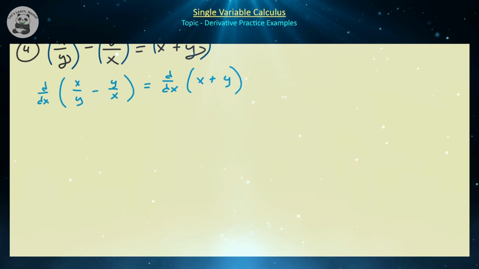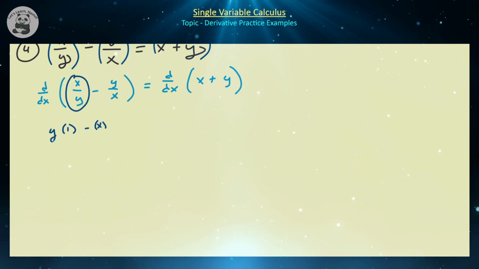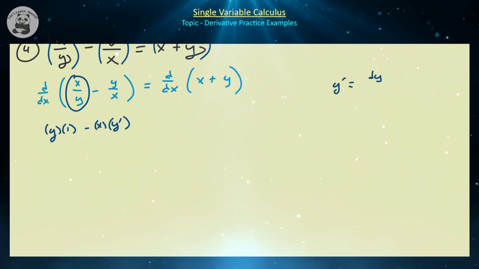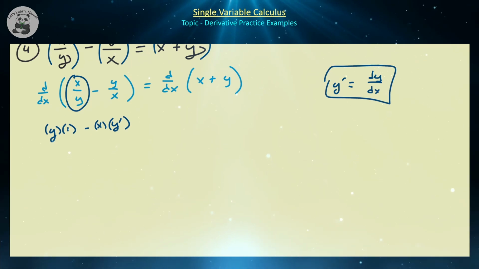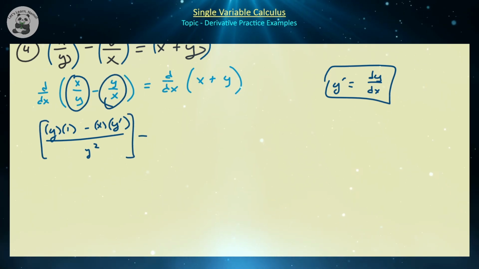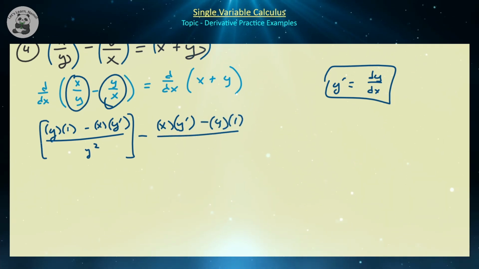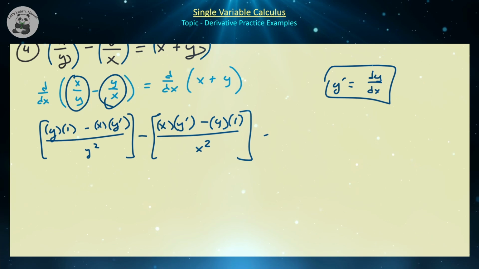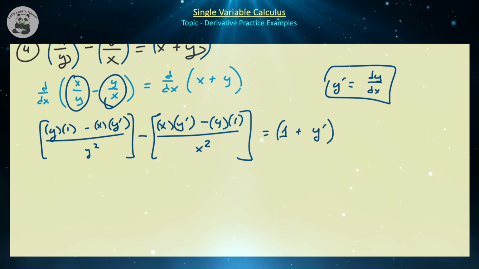So we're going to have bottom times the derivative of the top minus the top, and I'm focusing on this one, minus the top times the derivative of the bottom, which I'm just going to write y prime. I'm going to let y prime denote dy over dx just to keep notation short, all over the bottom squared. And then I'm going to do the same for this one. So minus, bottom derivative of top minus top derivative of bottom over bottom squared. And that's going to be equal to 1 plus y prime on the right-hand side.